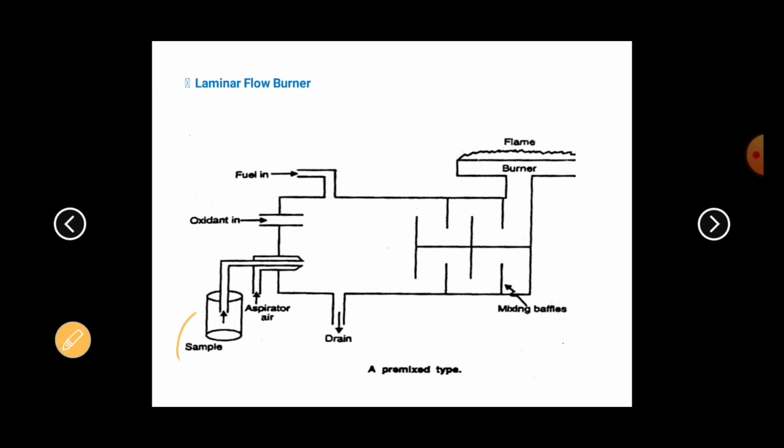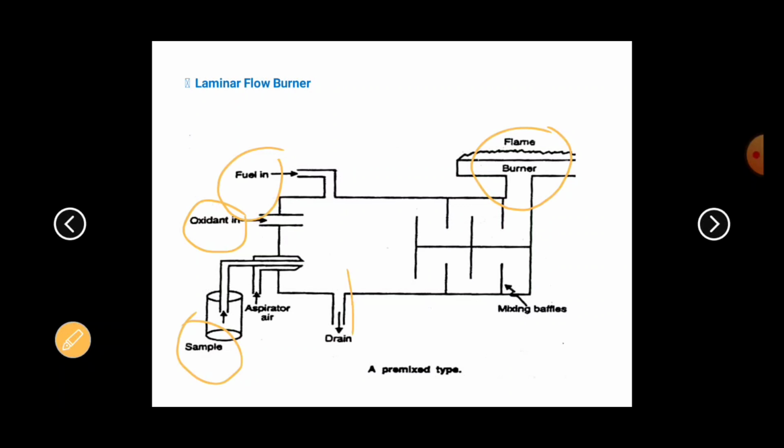This is the sample solution, oxidant and fuel, and they enter into the burner, and before reaching the flame, this is the flame, they will mix in the burner, and therefore only a few droplets of uniform size reach the flame and the remaining are drained out through the outlet at the bottom. And this is the most commonly used burner because of its advantage, uniformity in flame intensity.